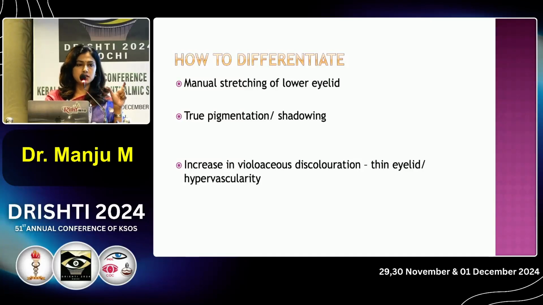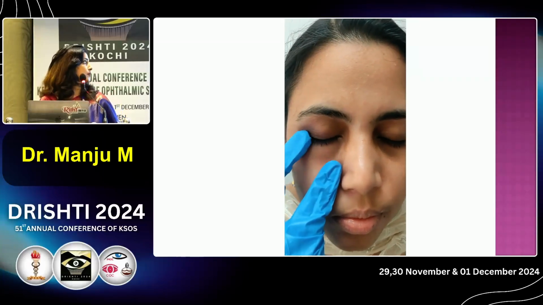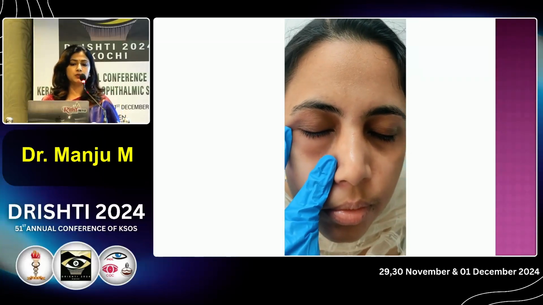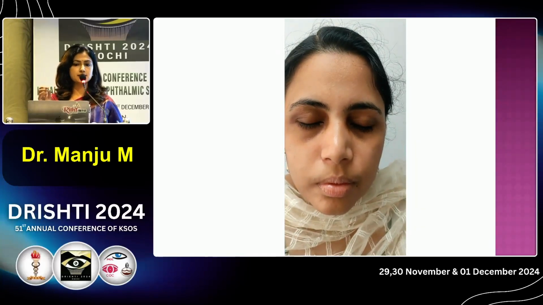When we stretch, if the pigmentation is remaining like that, it's a true pigmentation. When we stretch and the pigmentation is disappearing, it's a shadowing effect due to the tear trough or other structural anomalies. When there is increased violaceous discoloration when we stretch, it can be due to vascular prominence. In this video, when we stretch the lower eyelid, the pigmentation is remaining. So it's a type of true pigmentation.